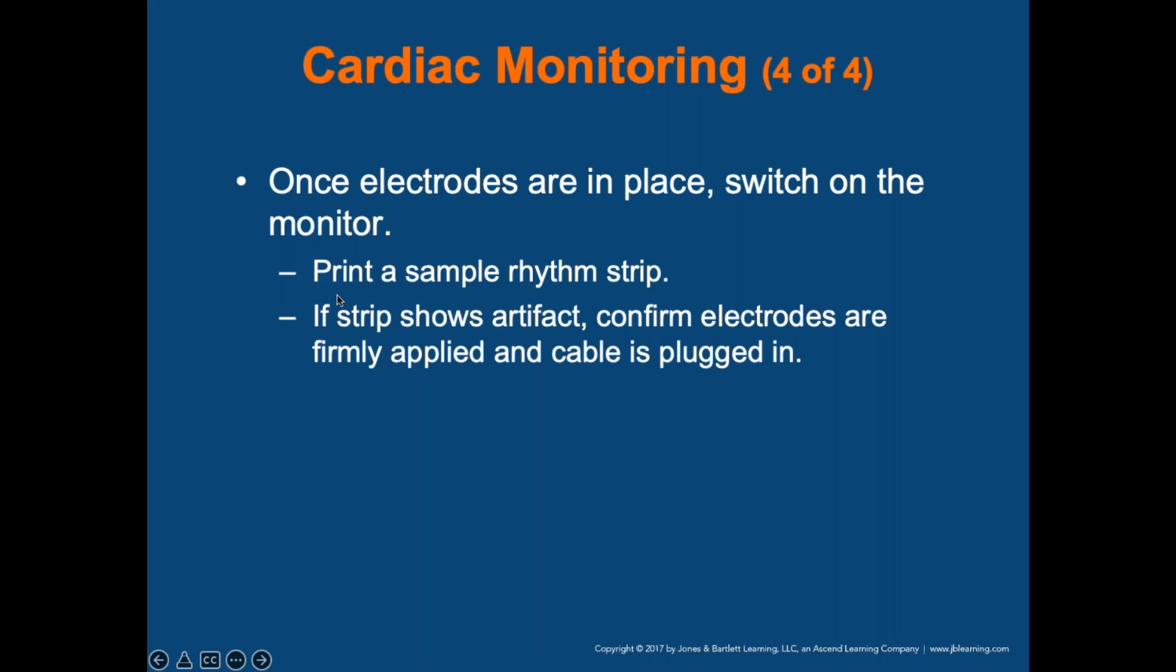Once the electrodes are in place, we're going to turn on the monitor. We're going to print a sample rhythm strip. If the strip shows artifacts, confirm electrodes are firmly placed and plugged in, and cables are plugged in appropriately.